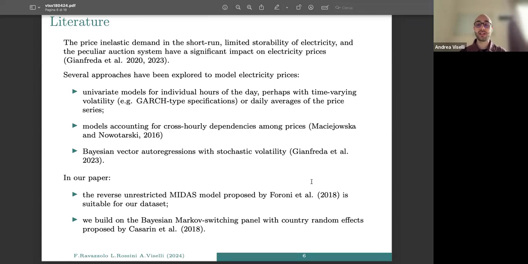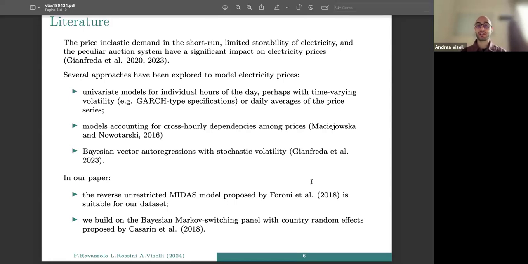And more recently, there have also been approaches which take into account any dependence across the hours, which is very important, in fact. For example, the paper of Maciejewska and Nowotarski, and the paper of Gianfreda and Cordes.